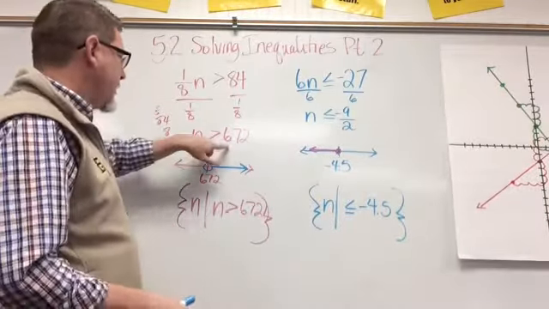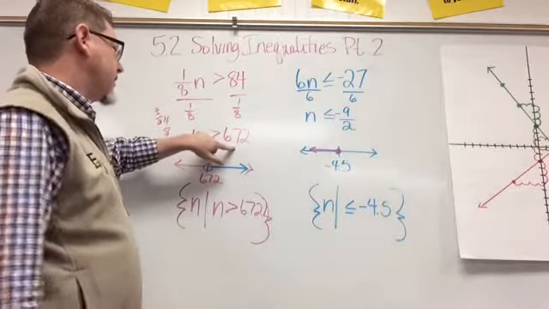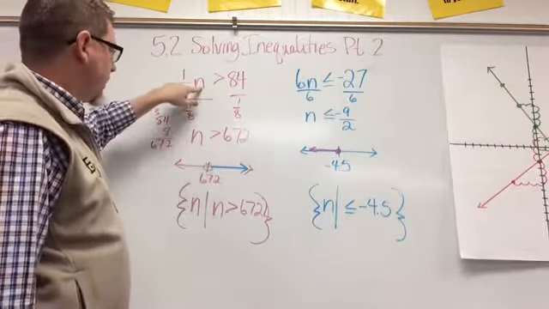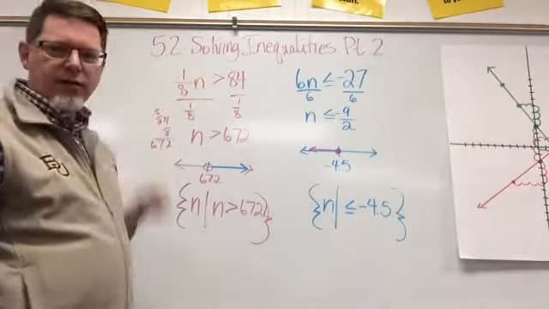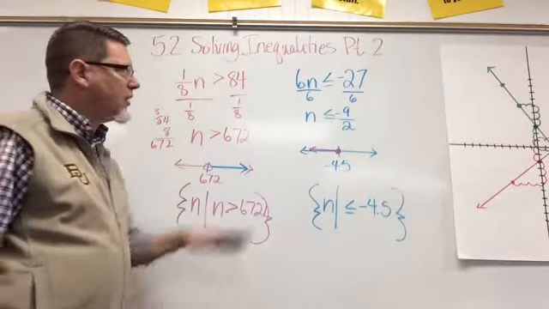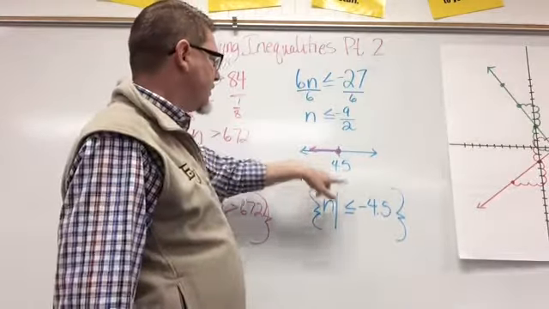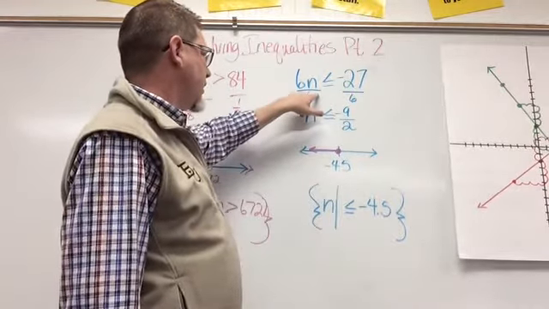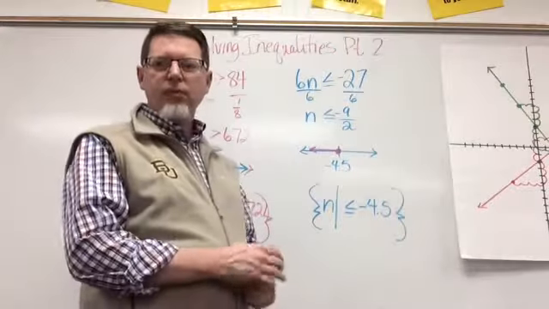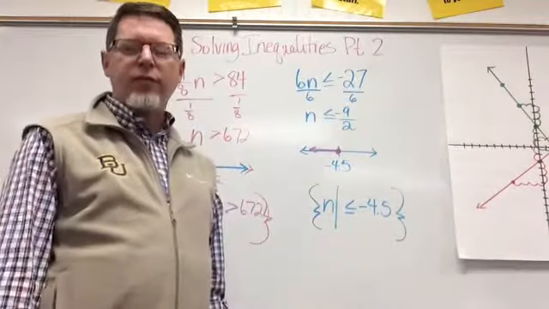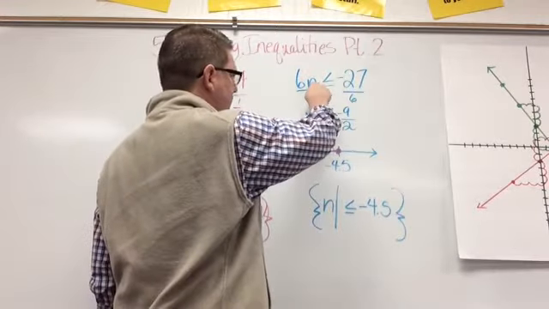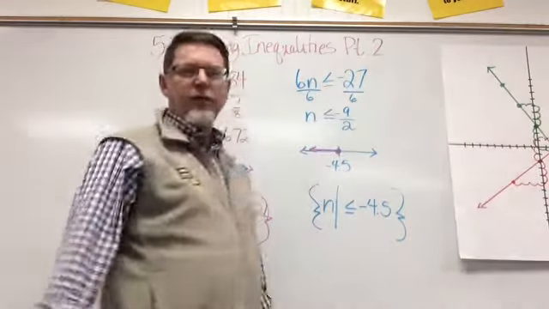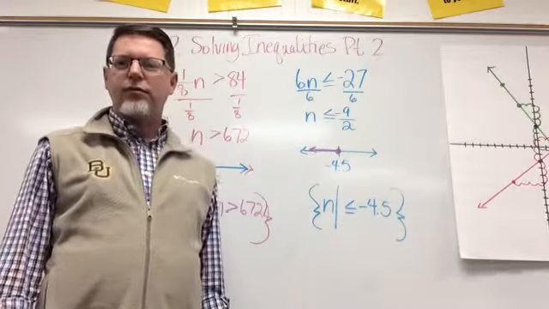That means that any number greater than 672, if I plug it in for n, it's going to be true, because 1/8 of that is going to be bigger than 84. And for this one, any number that's less than negative 4.5, I can plug in here, and it will make this sentence true. So a number less than negative 4.5 would be negative 10. So 6 times negative 10 is negative 60. And negative 60 is less than or equal to negative 27, so that makes the statement true.